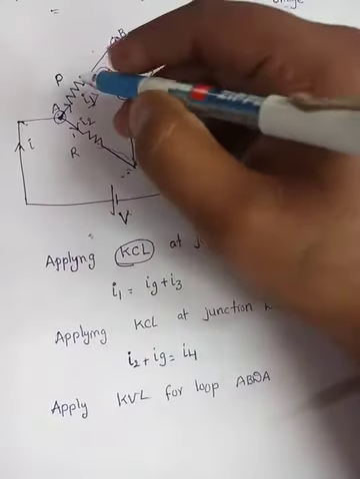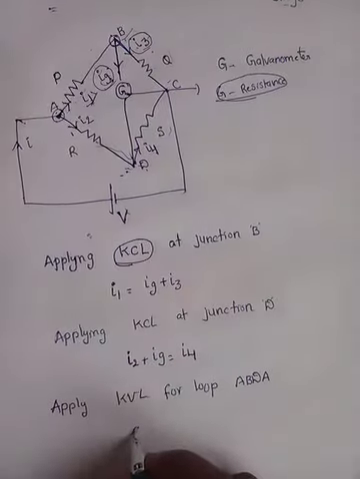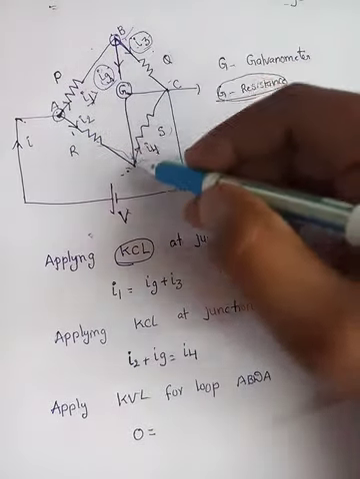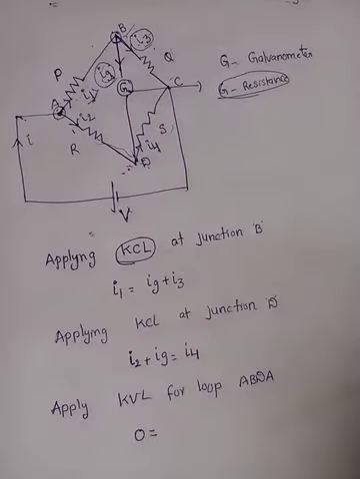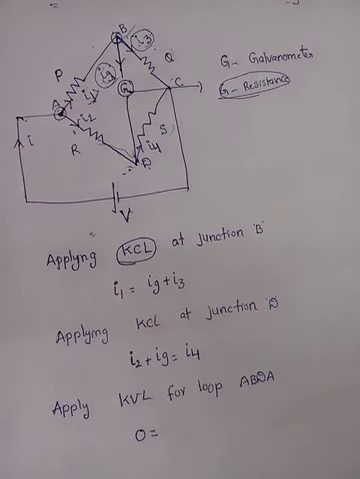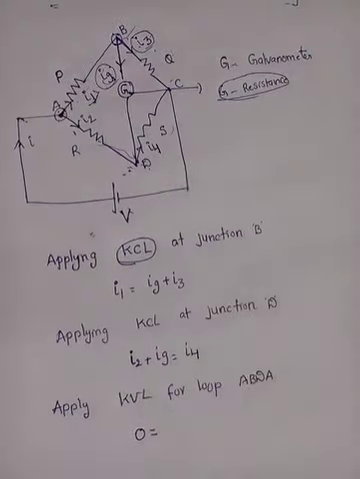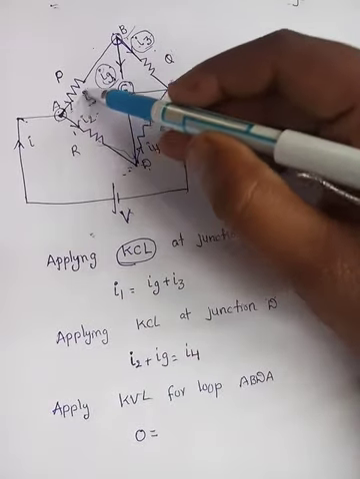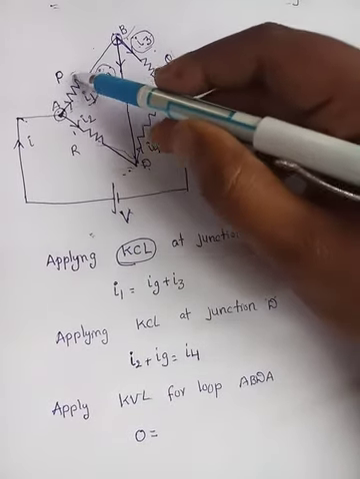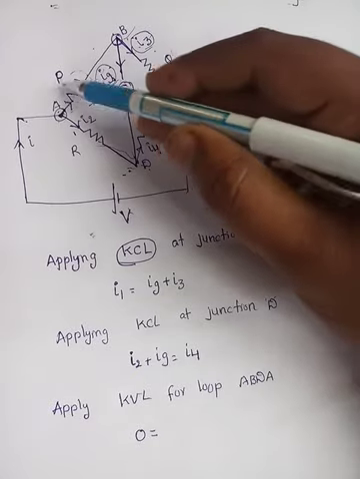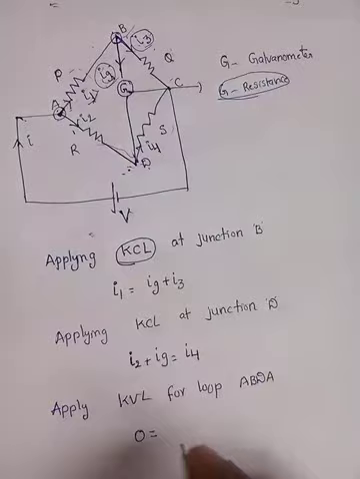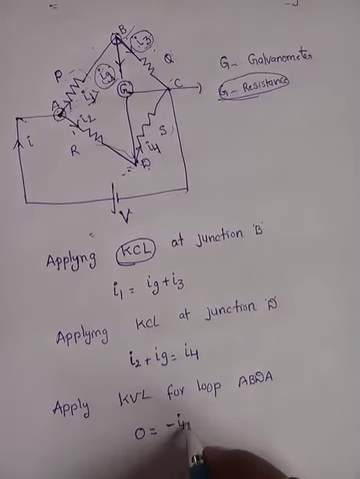Apply it. You can say that the total EMF is 0 because there is no external battery connected in that loop. The external battery is connected here, but in that loop there is no external source. So EMF is 0, which equals the algebraic sum of the product of current and resistance. Here the current is moving clockwise, so the potential is considered negative. What is the potential? I into R. So minus I1 into P.